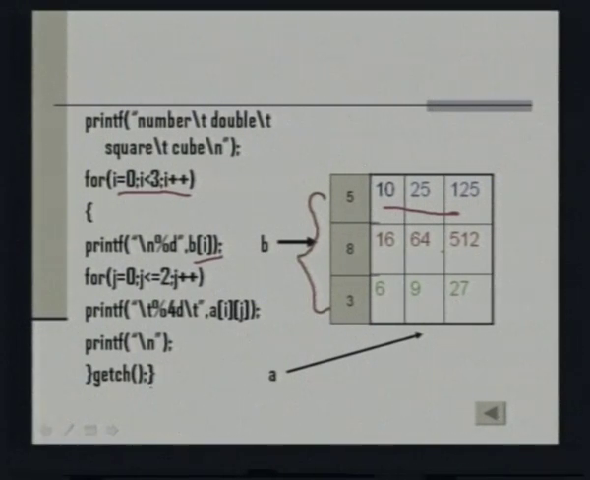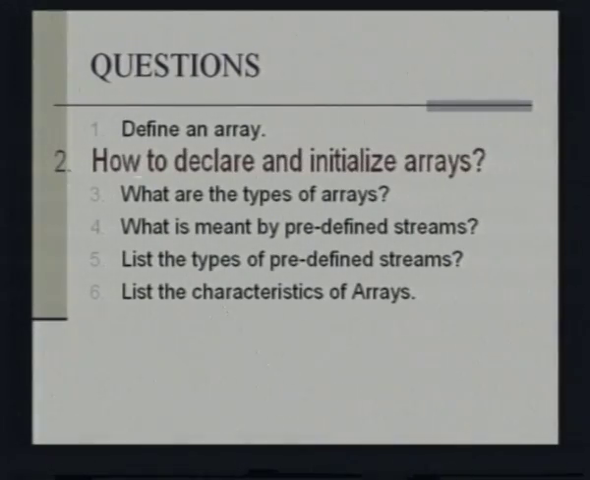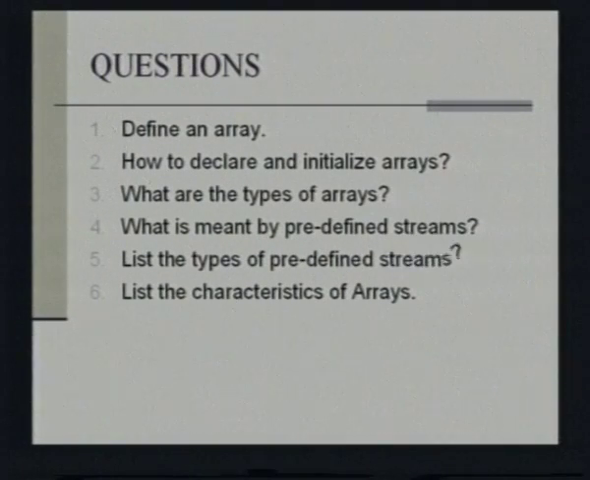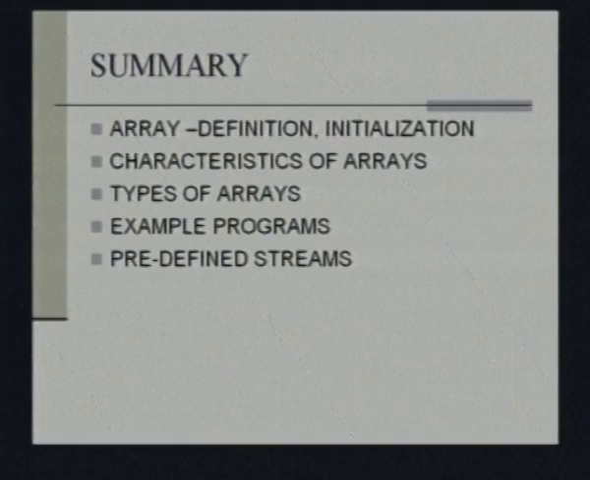Finally the for loop is closed, and after the getch function the main function is also closed. So the questions that could possibly be asked in the session are the definition of an array, how to declare and initialize arrays, types of arrays 1, 2 and 3D, and predefined streams. We have seen they are file pointers which point to the stdio file which contains their definition. Types are input, output and standard error. Characteristics of arrays are how they have a single variable, how they are stored, how they are modified and how their size is calculated. So this is the final summary of what we have seen.